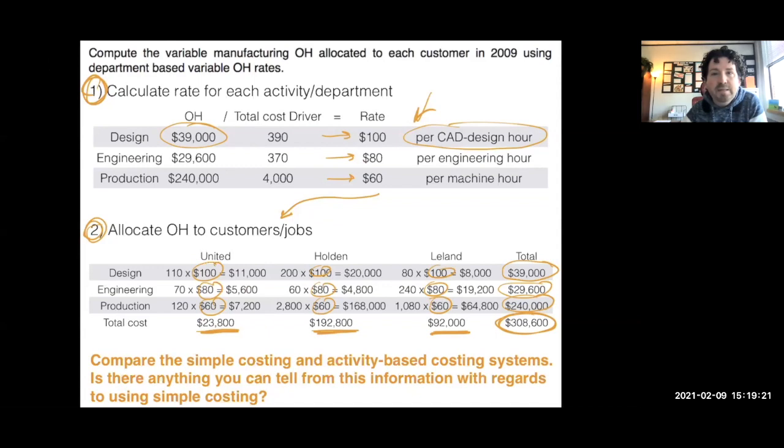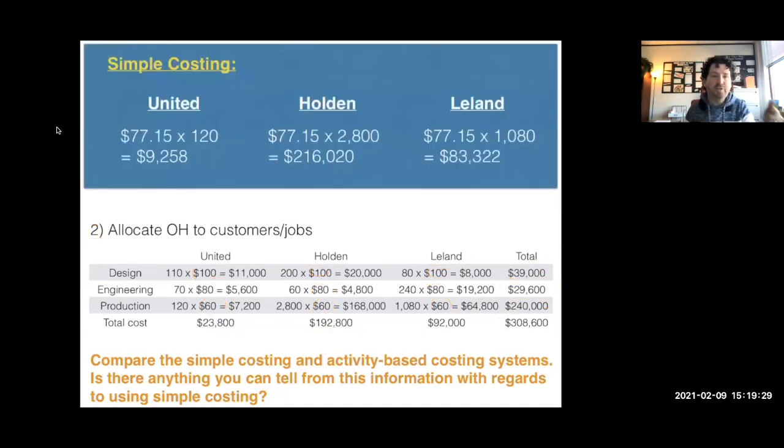Yes? All right. Now, the last part, which I asked you to kind of think about in your teams, was if you go back, now at the top of my screen right now is the simple costing version. At the bottom is the activity-based costing version. So at the top is what we're currently doing. This is what we think our customers are costing us. At the bottom is really what they're costing us, okay?